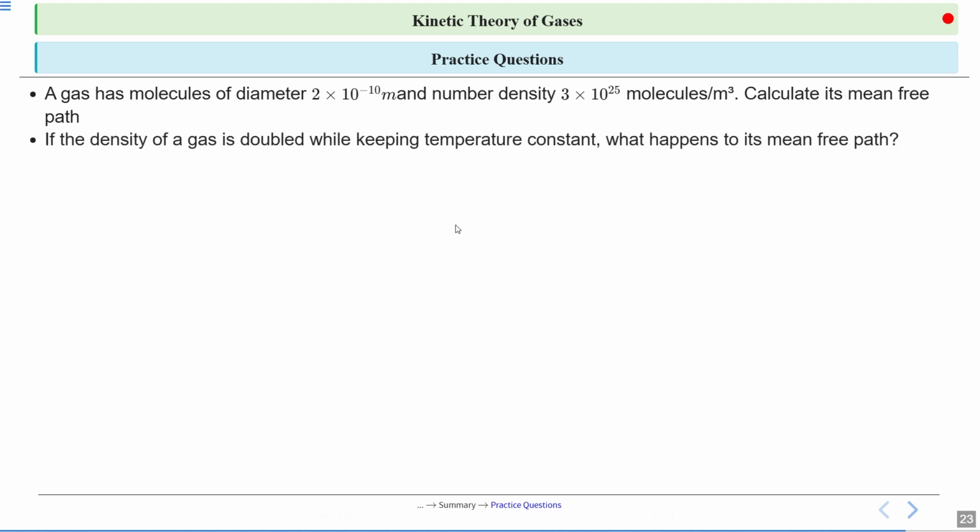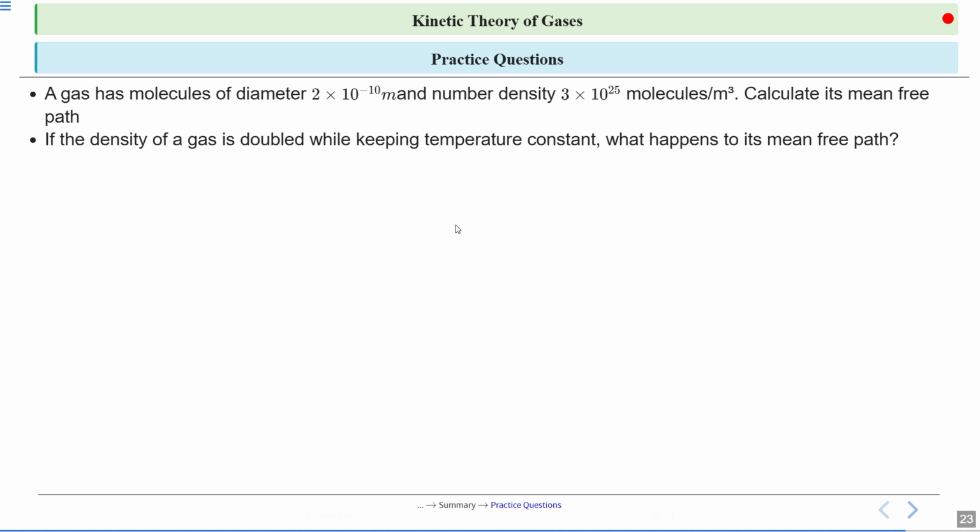Now, we have some practice questions. These will help you to build your concepts and improve your question solving skills, and most importantly, solving these questions will help you a lot in your exam preparation. So first question: a gas has molecules of diameter 2 into 10 raised to the power minus 10 meter and number density 3 into 10 raised to the power 25 molecules per meter cube. Calculate its mean free path.